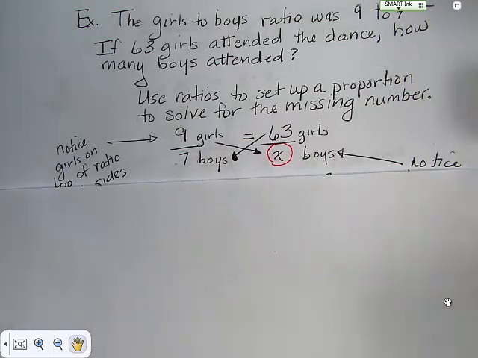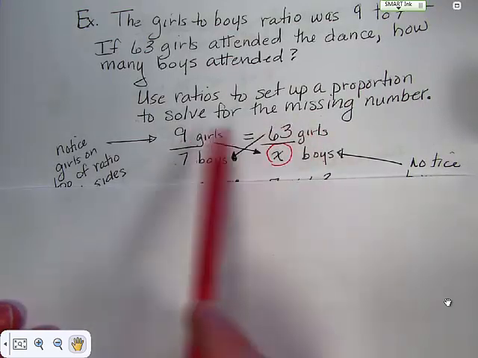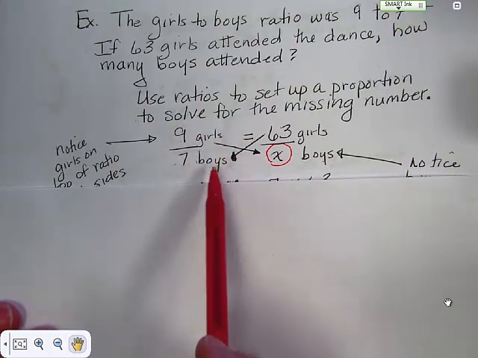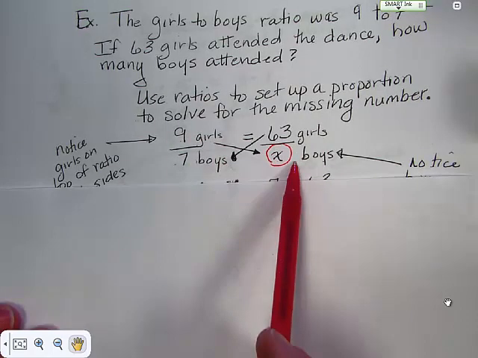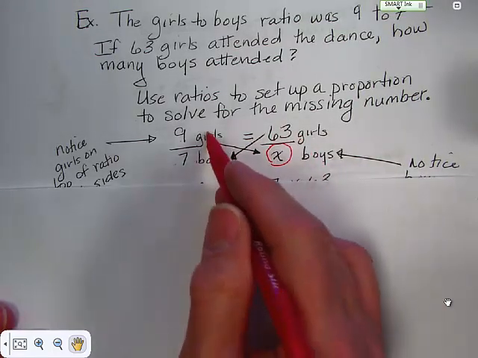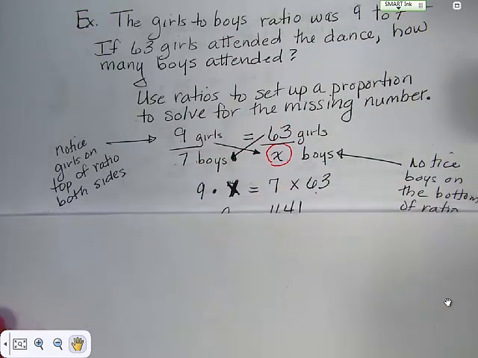So we have to cross multiply to answer this question. Note that the girls are both on the top parts, the numerator of this ratio, and the boys are on the bottom part, the denominator of the ratio. You can't flip these. You can't have girls, boys here, and then boys, girls here. That doesn't work. You'll get a wrong answer.